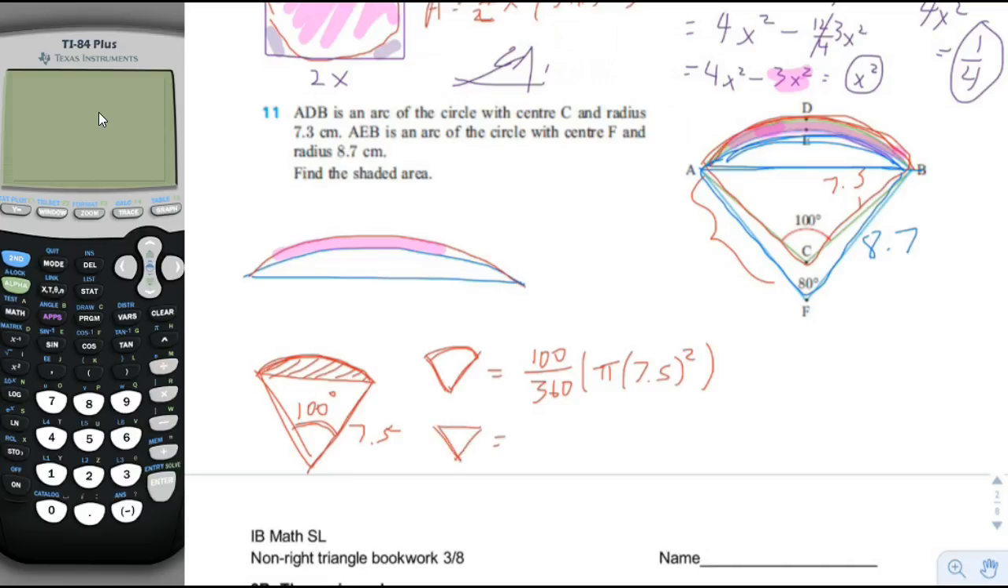The triangle is equal to 1/2 times 7.5 squared times the sine of 100 degrees. Okay, and so we're going to take this and subtract this. So let's see if we can simplify these a little bit.